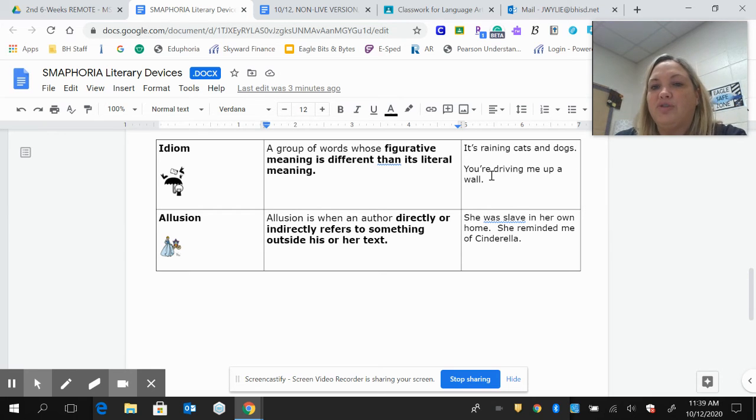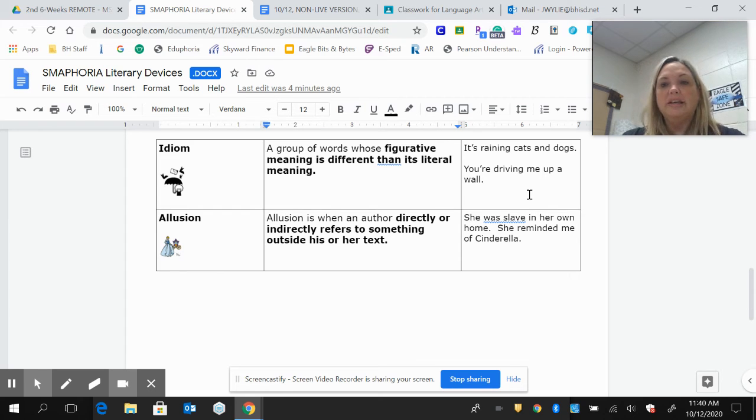The next example, you're driving me up a wall. That means you're driving me crazy. Like I'm literally going crazy that I'm about to climb this wall. That's figurative. Literal is you're driving me crazy. Okay? You're annoying me. That's literal. So instead of someone saying that, it's kind of a funnier play on words, meaning you're driving me up a wall.